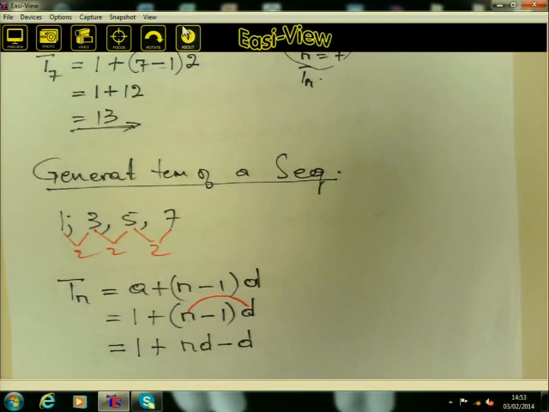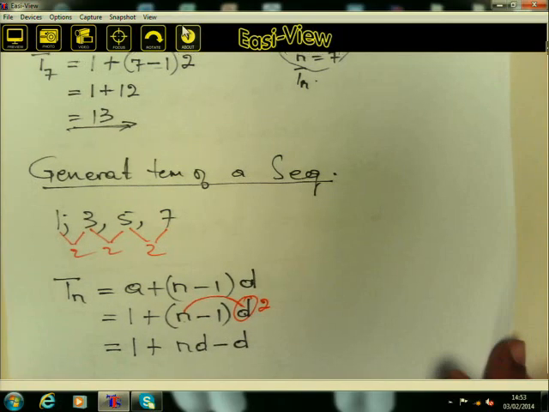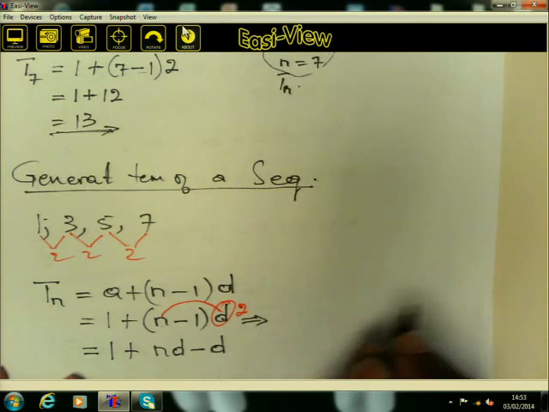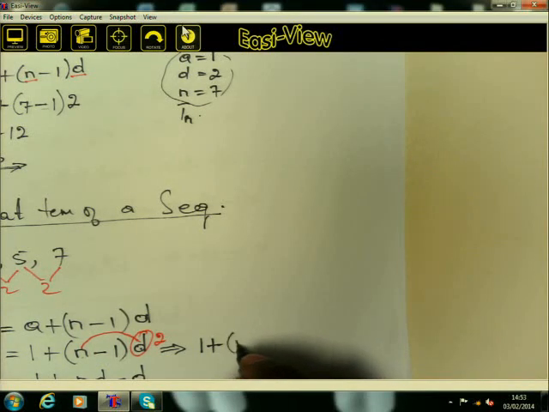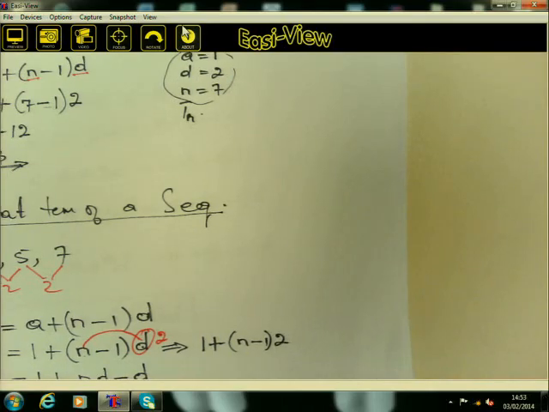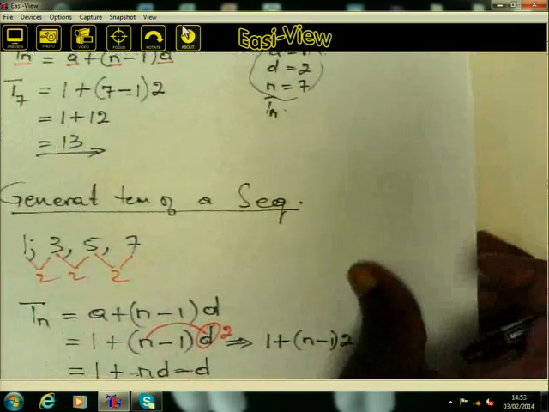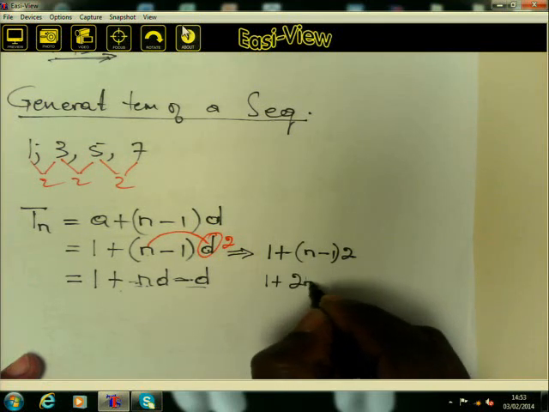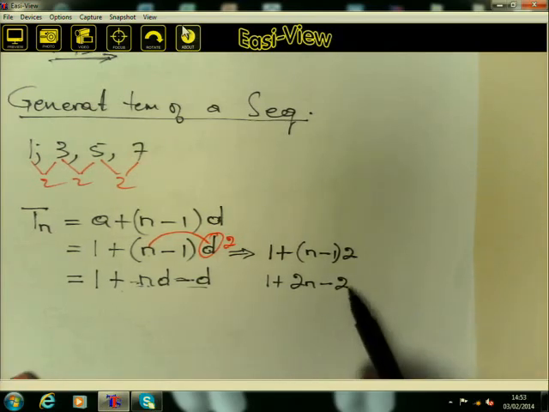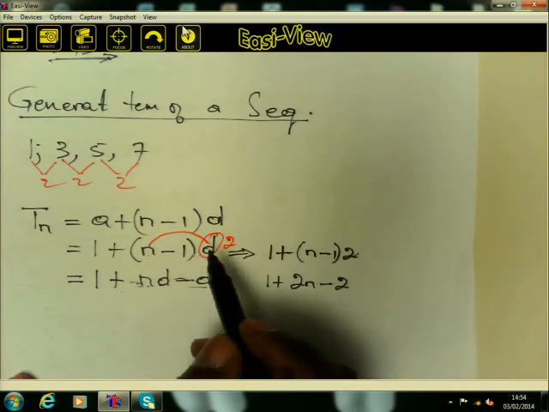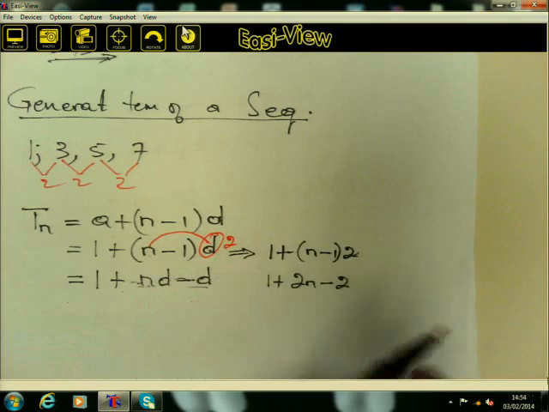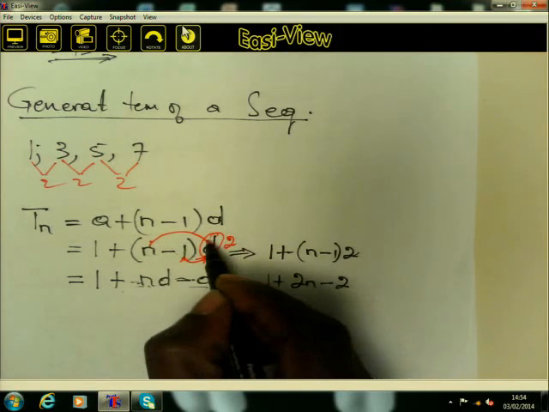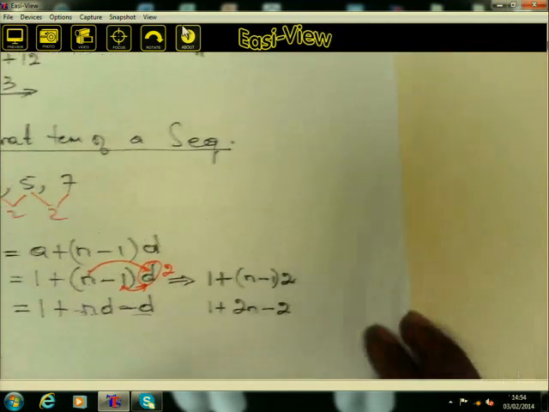But we know that this d is equal to 2. So from this step we'll have 1 plus n minus 1 multiplied by 2. We multiply it as I've shown there, so this should also be 1 plus 2n minus 2. We don't forget to multiply this, because most learners make the common mistake of multiplying the 2 with n and then forgetting the other term inside the bracket. Don't make that mistake. That is why I showed you that this one should multiply there, and ultimately this one must also multiply there. Both of the terms inside the bracket must multiply the common difference.